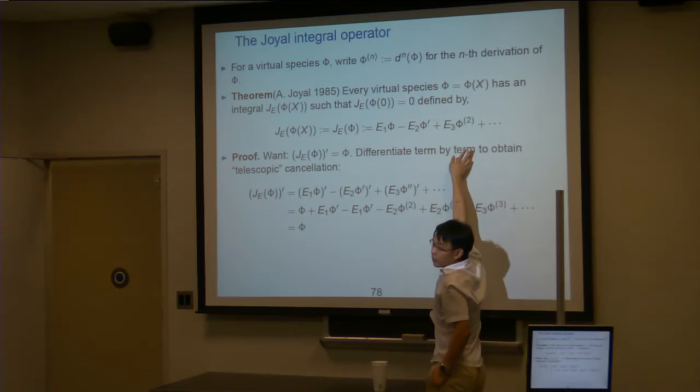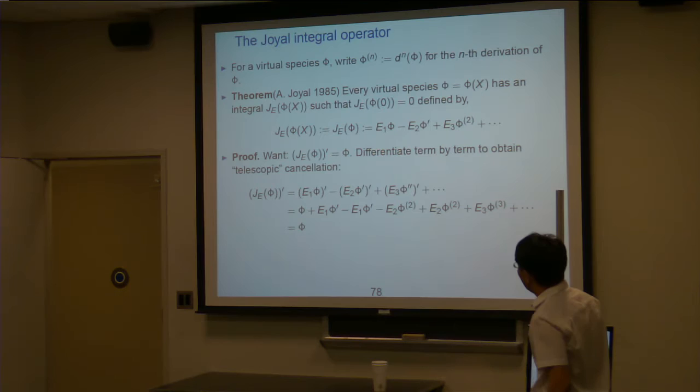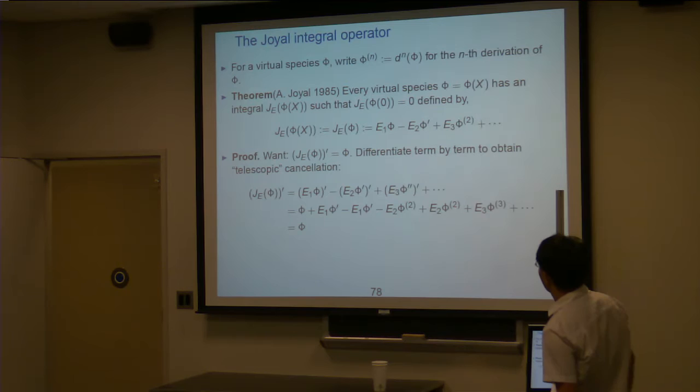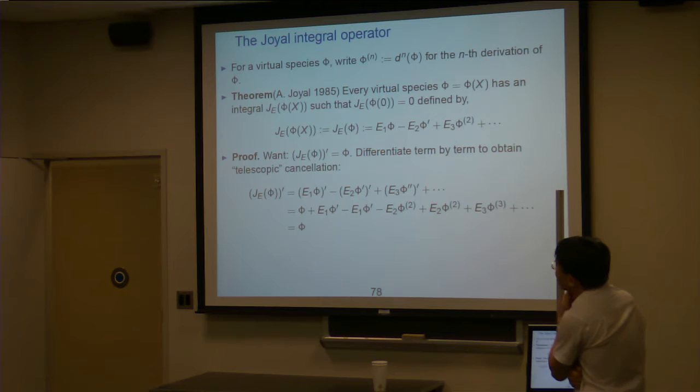So we take a derivative and then we will get a telescope-like cancellation. So we will get the derivative of J phi equal to phi.